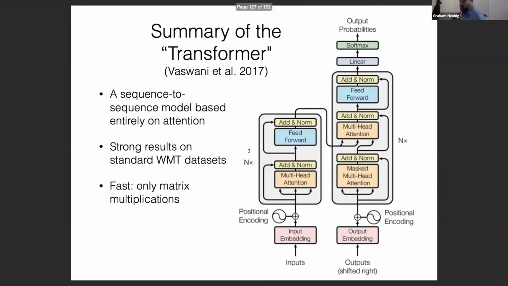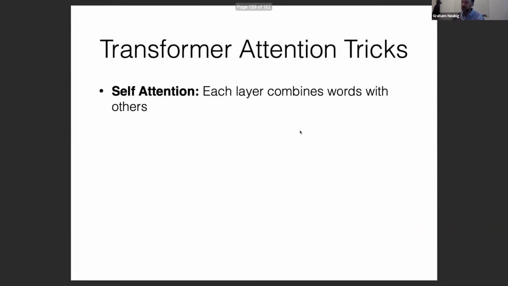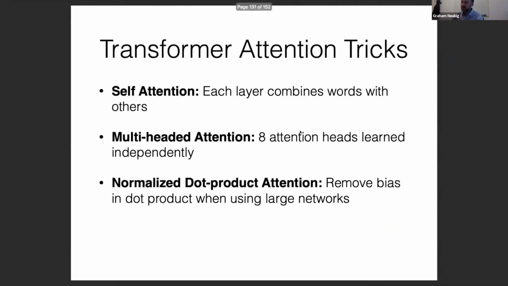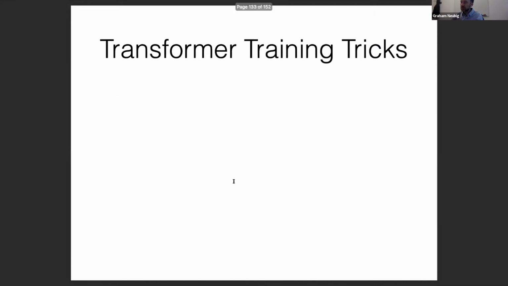So often we talk about the transformer as a monolithic block that is used in translation models. But actually, it contains a lot of the tricks that I talked about before. So it contains self-attention, multi-headed attention. It's using normalized dot product, or actually maybe bilinear attention would be more accurate because it's multiplying by a weight matrix for the key and the queries. And it has positional encodings.